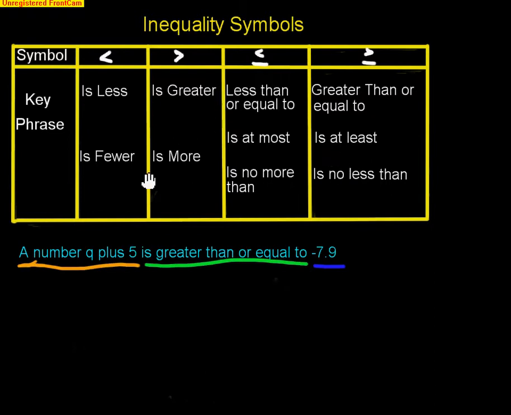So let's look at below. Here we have a number sentence that says a number q plus 5 is greater than or equal to negative 7.9. And you'll see that I've color-coded each part of this because each part of this is going to represent part of the inequality that you write down. So what you're trying to do is go ahead and write the inequality from this sentence. And so let's go to orange and look at that first part of it. So a number q plus 5. So when you write that down, that's simply q plus 5.